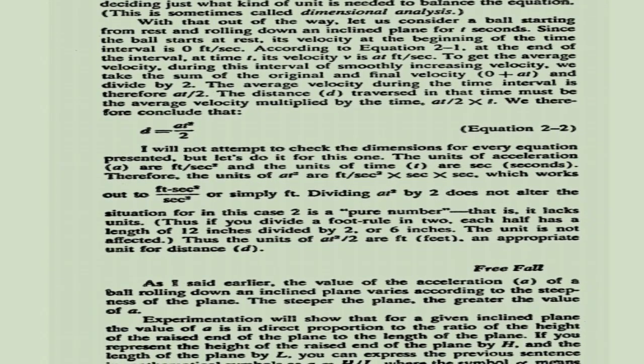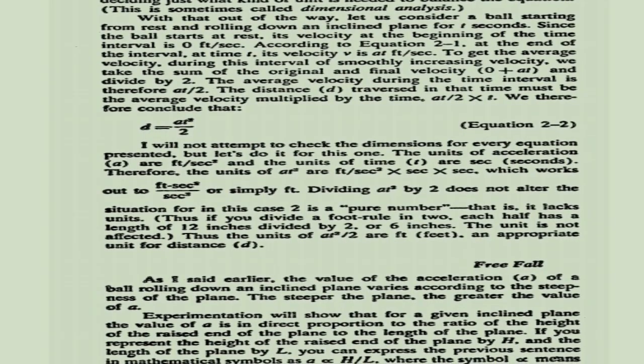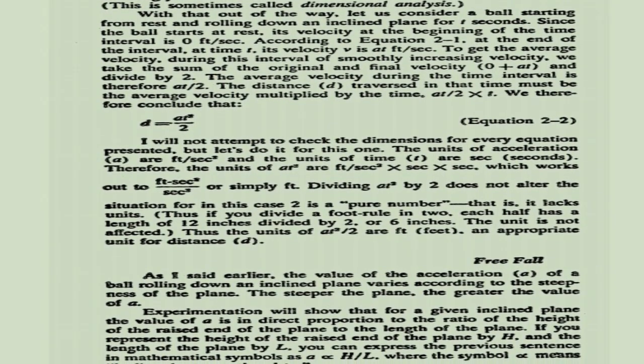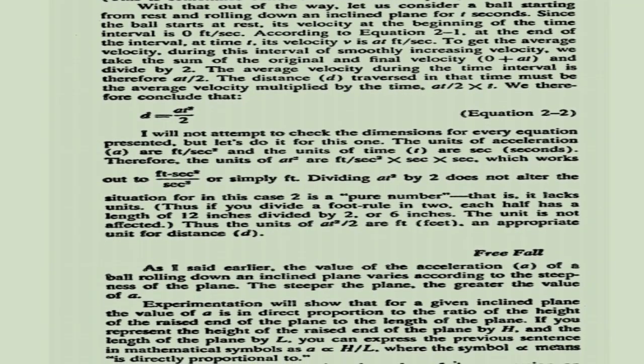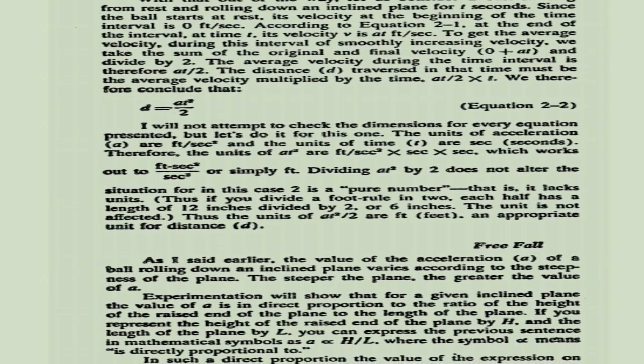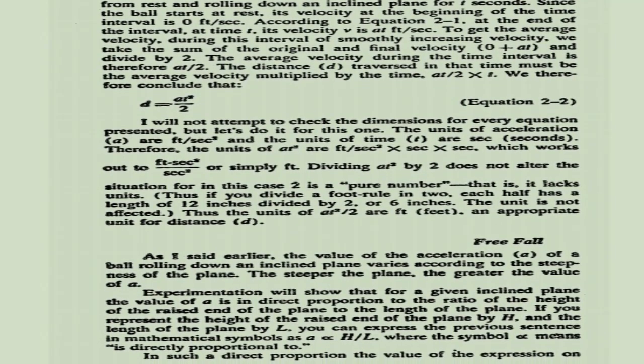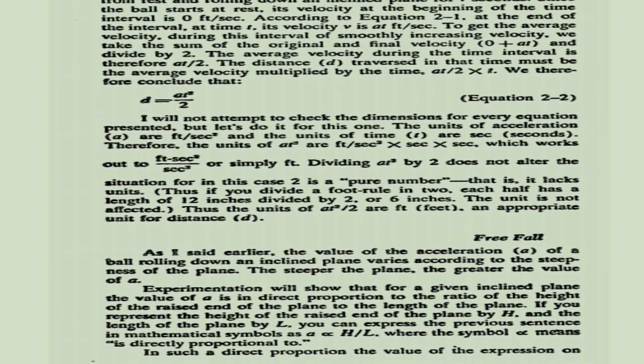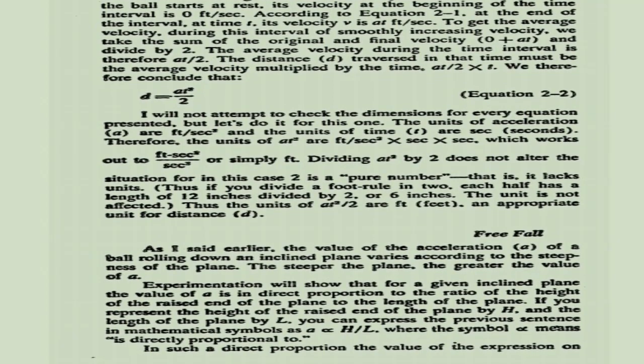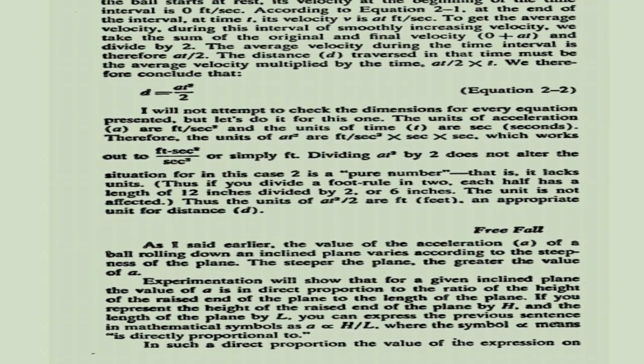If height and length is doubled, acceleration is doubled. If height and length is halved, acceleration is halved. If height and length is multiplied by 2.529, acceleration is multiplied by 2.529. This is what is meant by direct proportionality.